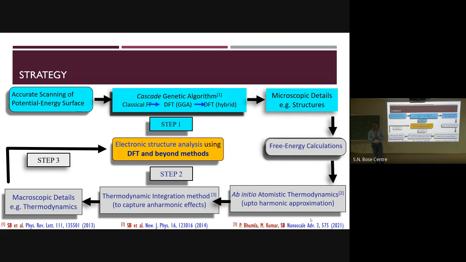Yeah, one more question there. Was there a specific reason for introducing the organic molecule in the material?